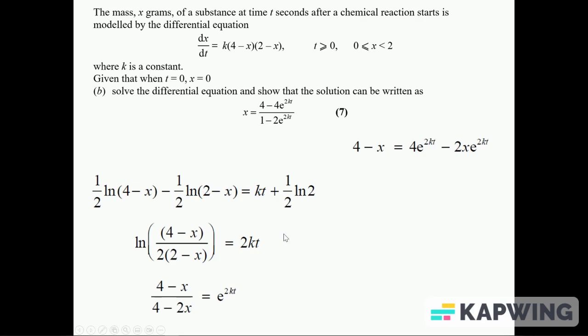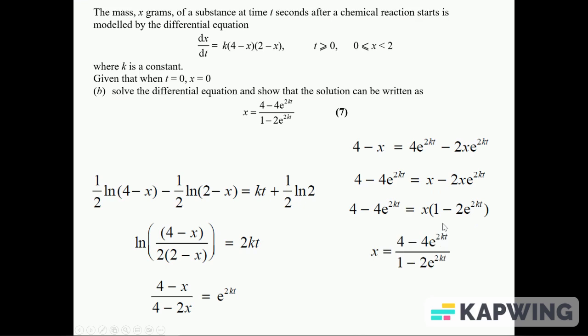And then I'm going to try and get to say x equals. So I'll multiply by that bottom line. 4 minus 2x multiplied by e to the 2kt, and I get this. I want the x term on one side, so if I take this term over the left hand side and the x term over the other, I've got the 2 x terms on this side. I can take it out as a factor and then divide by that bracket, and I get x equals what it says.